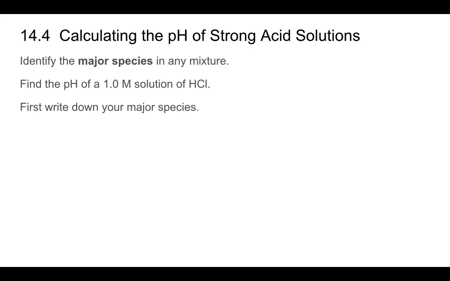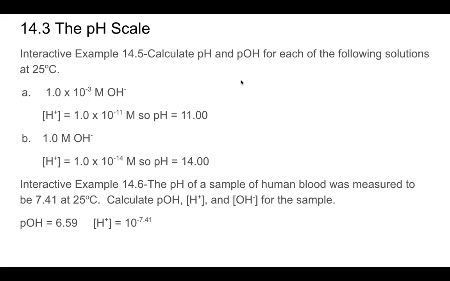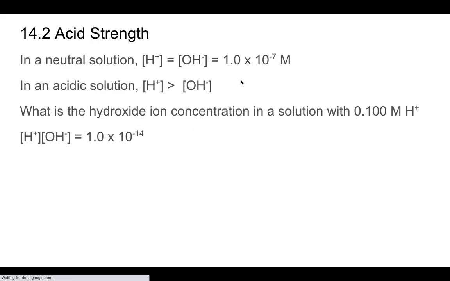set of notes, 14.4 through I believe 14.5, is going to be on calculating pH for both strong and weak acid solutions. So the approach for calculating pH for a strong acid solution is a little different than the approach for a weak acid solution. So it's important to remember the strong acids.